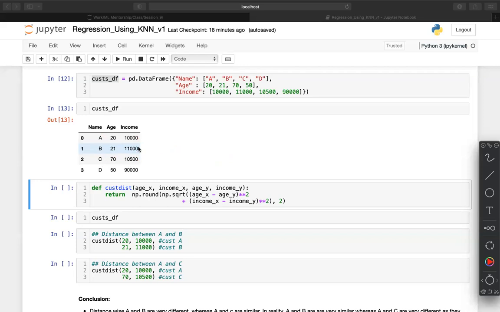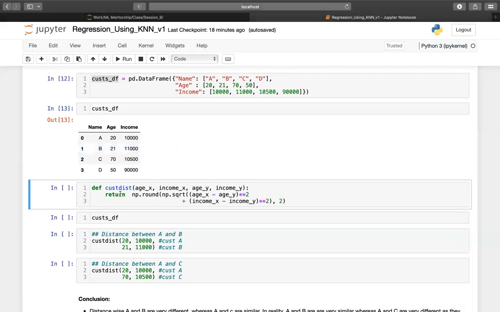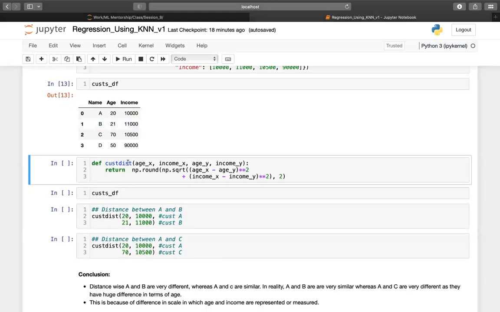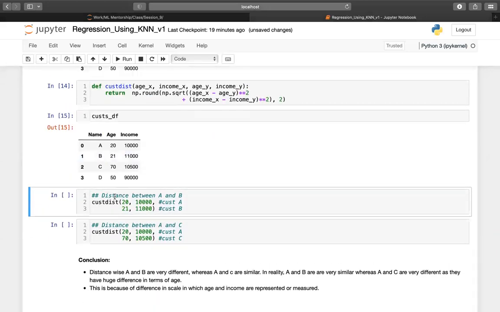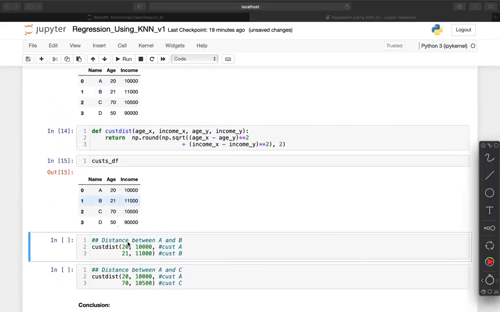So when we calculate distance in Euclidean space, does it also say the same thing, that A and B are similar compared to A and C? Let's look at customer distance. Again, like car distance, I will send the age and income of 2 customers, and I'll square and take the square root of that. I calculate the distance between customer A, which is 20-year-old with an income of 10,000, and the other customer, who is 21-year-old with an income of 11,000 rupees.